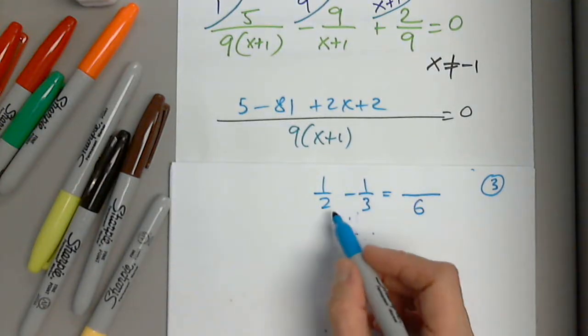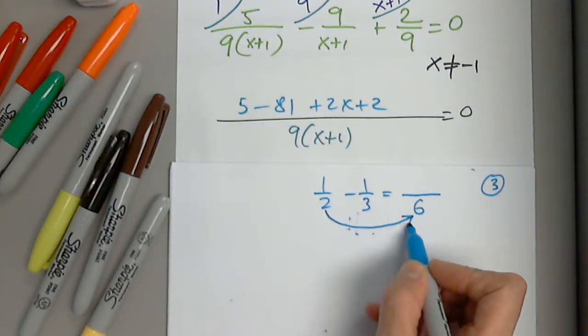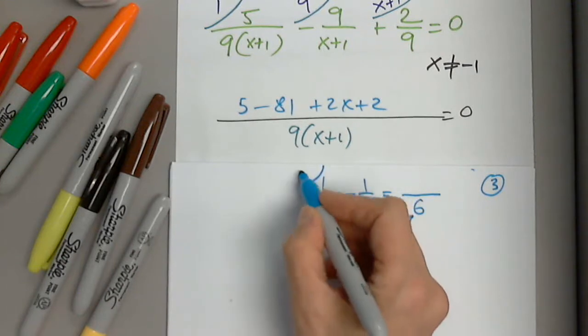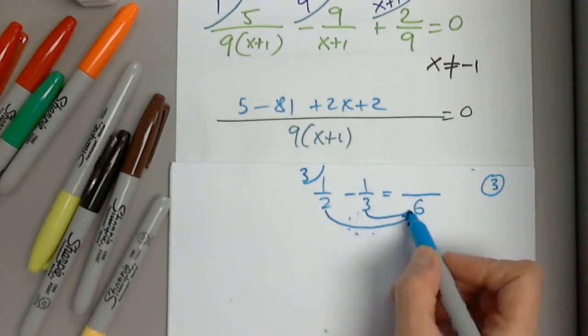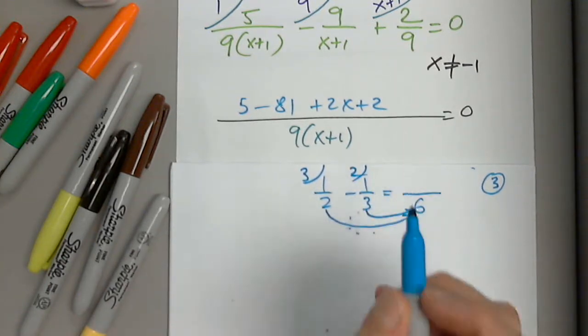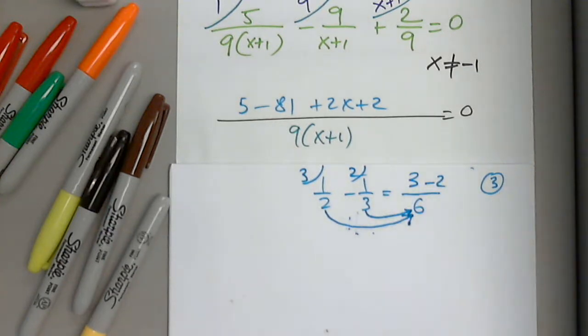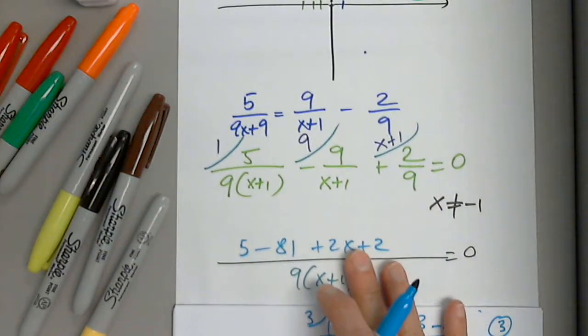Indeed. 2 was multiplied by 3. 3 was multiplied by 2. Okay. So that's how we get 3 minus 2. Of course, this is much easier because it doesn't have x in it. So now we come back to our problem.